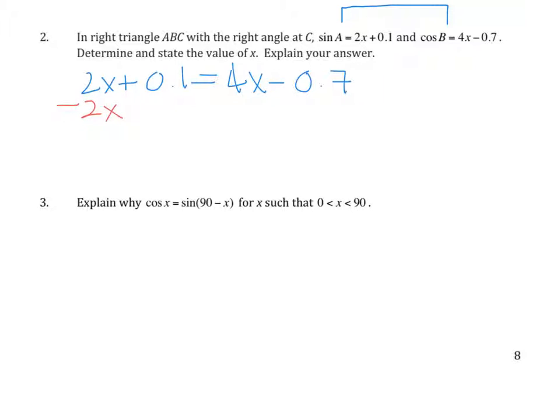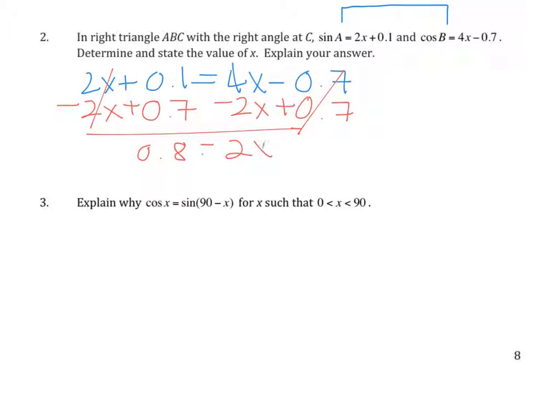I'm going to subtract 2x from 4x, and I'm going to add 0.7 to the 0.1. Cancels out here, cancels out here, so we get 0.8 is equal to 2x. Divide by 2 on both sides to get x by itself, and in effect we get x is equal to 0.4.